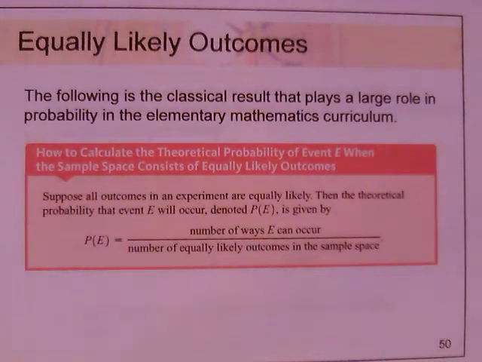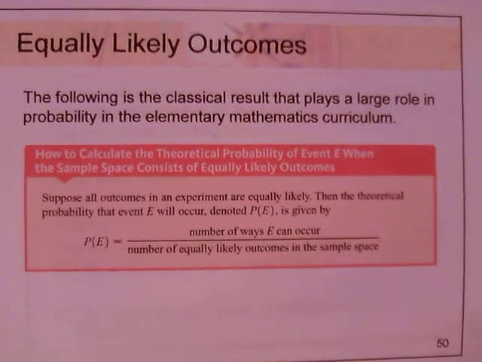And this is how we calculate the theoretical probability of event E when the sample space consists of equally likely outcomes. Suppose all outcomes in an experiment are equally likely, then the theoretical probability that event E will occur, denoted P(E), is given by this. The probability of event E equals the number of ways that E can occur, divided by the number of equally likely outcomes in the sample space.